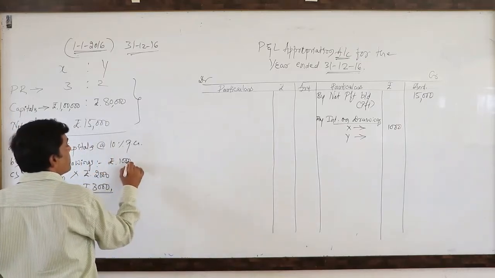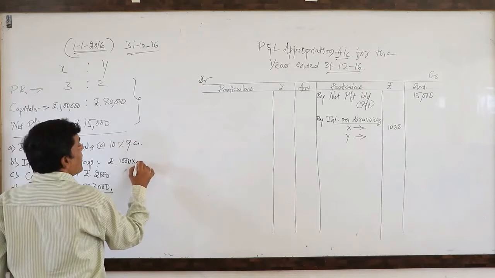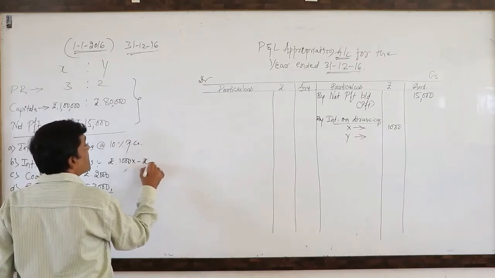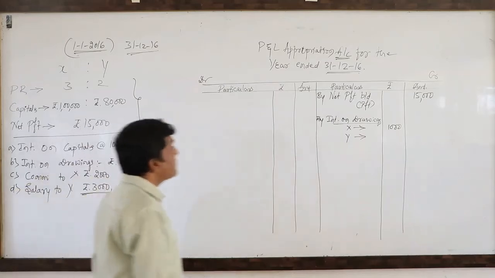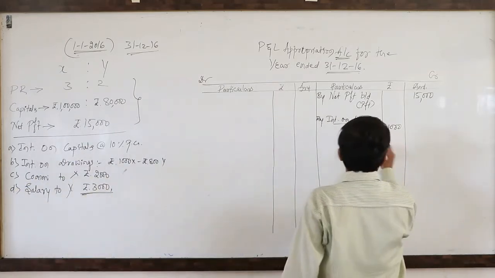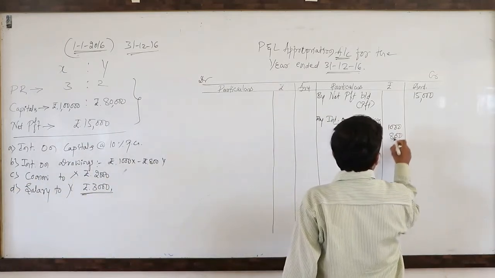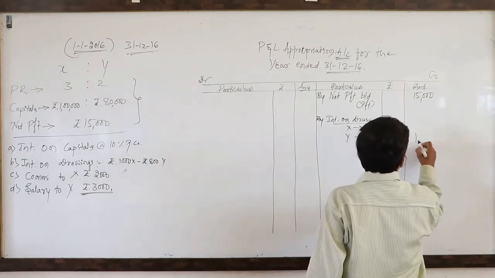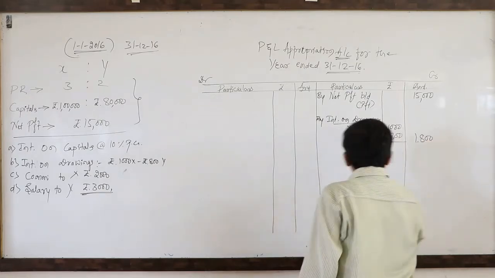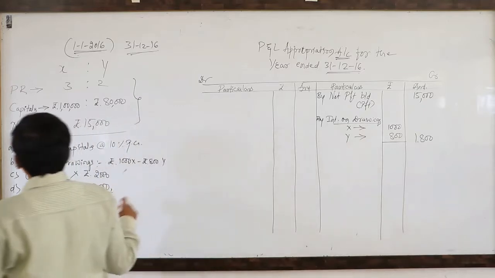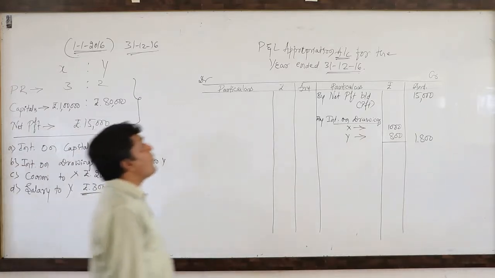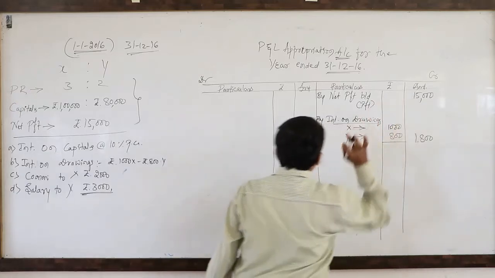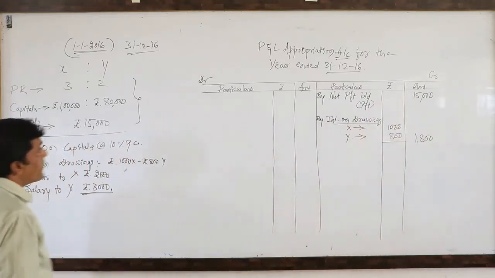This one is 1,000 for X and rupees 800 for Y. Interest on drawings of Y is rupees 800. Total is 1,800. Okay. Now these two only come on the credit side of the profit and loss appropriation account.